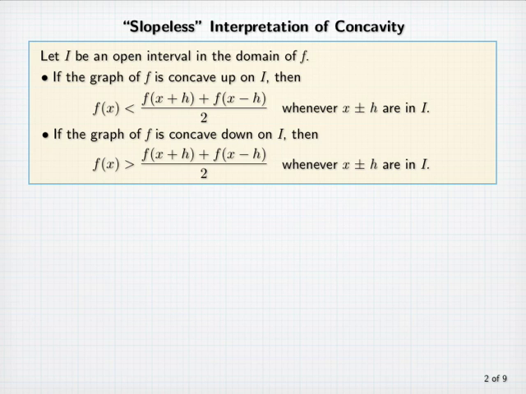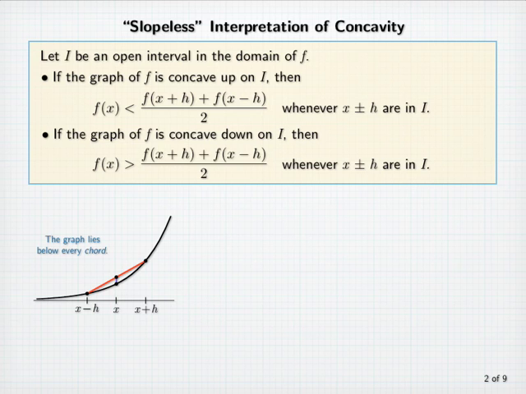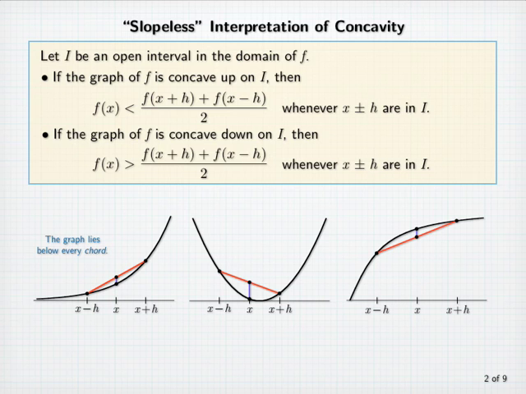In the concave up case, it says that the point x, f of x on the graph of f always lies below the point x, y that lies on the segment joining x, f of x minus h and x, f of x plus h. Such a segment is called a chord. So roughly speaking, the graph is concave up wherever it lies underneath every chord. Here's another picture that illustrates the idea. Likewise, when the graph of f is concave down, it lies above every chord.